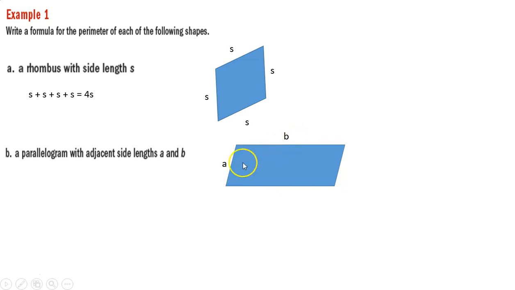If we know that these are A and B, we can conclude that this other side here has to be B, and this other side here, opposite of A, has to be A, because parallelograms have congruent opposite sides. So we have A and B, and A and B. Find the perimeter of that. We just simply add all those things together. A plus B plus A plus B is equal to 2A's plus 2B's, which will be the perimeter of this parallelogram.